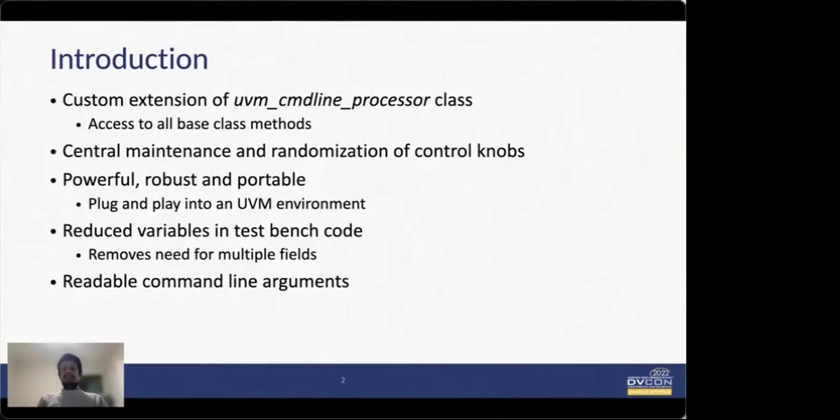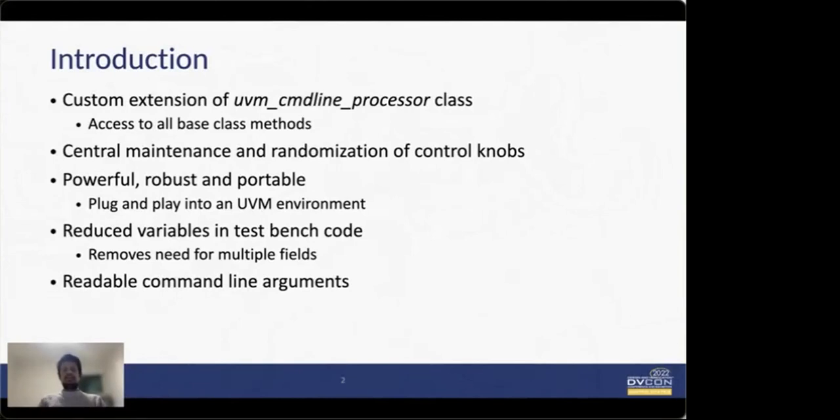Centralized maintenance and randomization of control knobs. This is one of the keys of this advanced command line processor. We want to maintain it in a central place and have a powerful randomization around each of the control knobs. The design has been kept simple and lightweight intentionally so that it's powerful, robust, yet portable, and it's like a plug and play into any UVM environment.